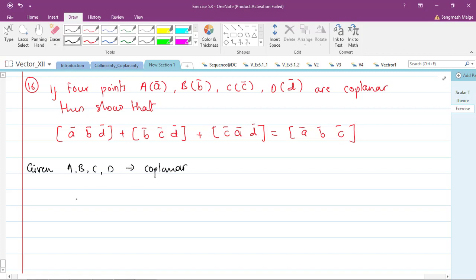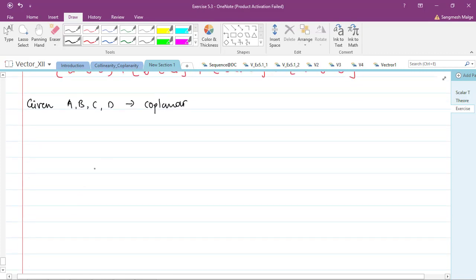Coplanar vector means, if the points are coplanar, can I write that AB bar, AC bar and AD bar will also be coplanar vectors? Yes, they will also be coplanar vectors. We have seen this in exercises 1 and 2.